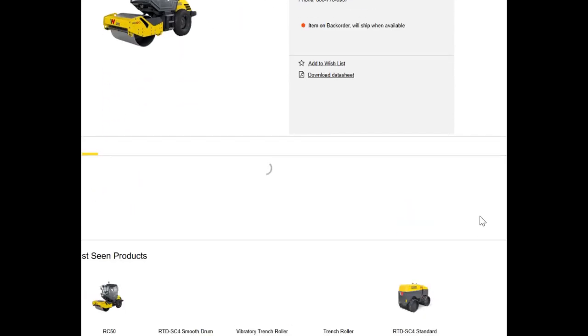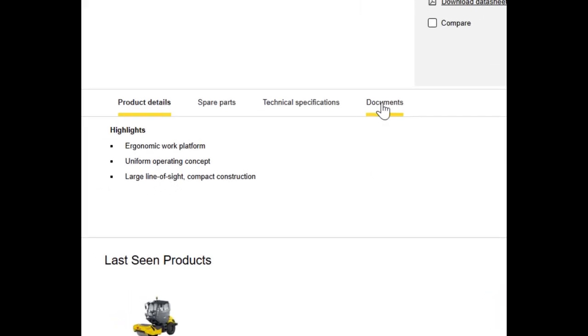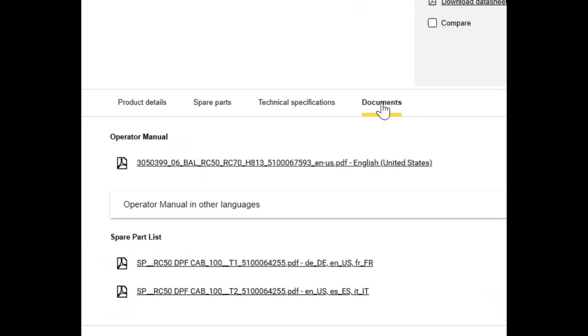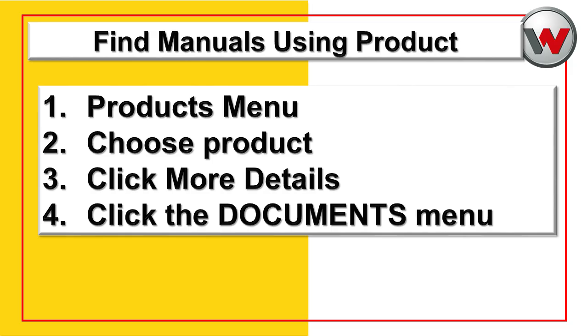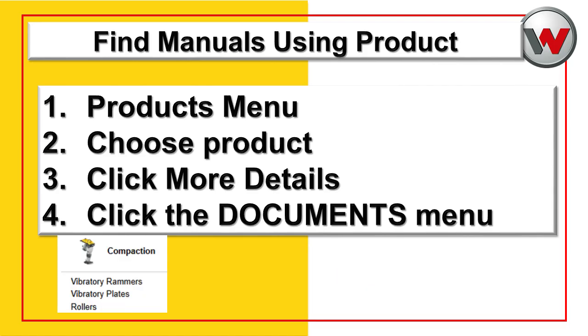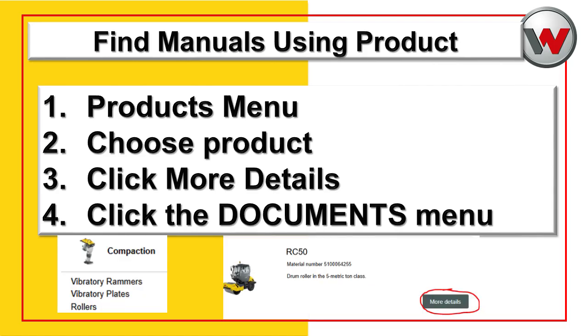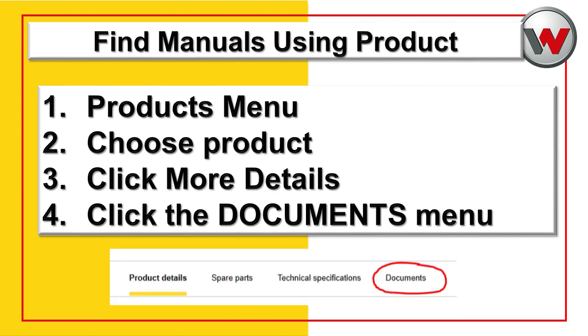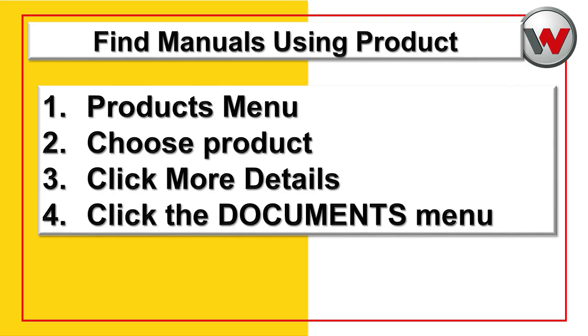Sometimes the name of the file will have clues for the language, such as EN for English or DE for German. Now let's briefly review searching for manuals by product name. 1. We click the Products menu. 2. We click a product category. 3. For a specific model, click the More Details button. 4. In the submenu, click the Documents menu item to view a list of available manuals.